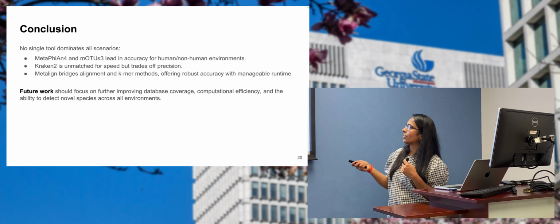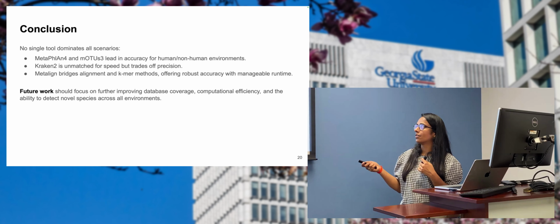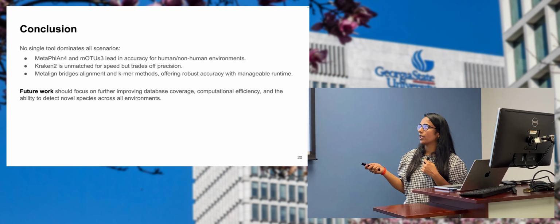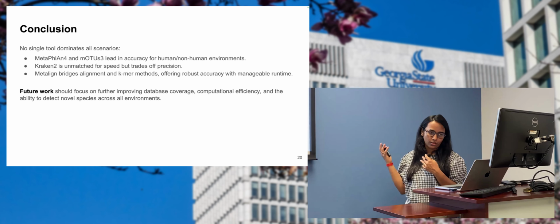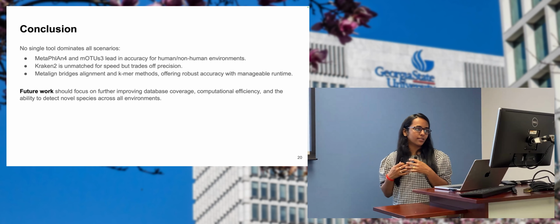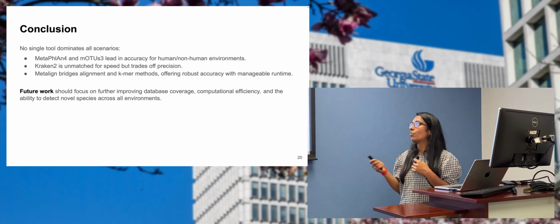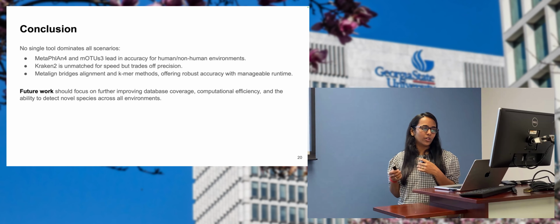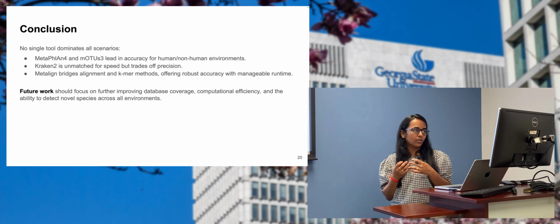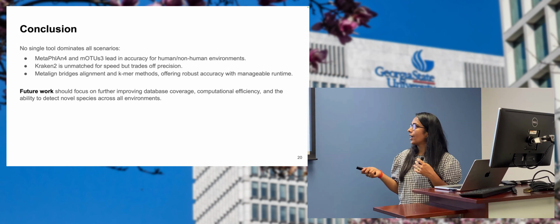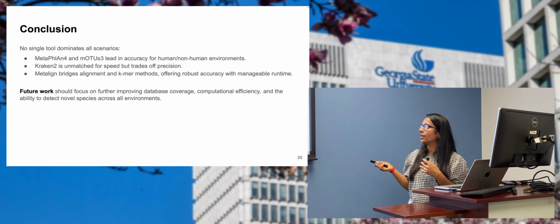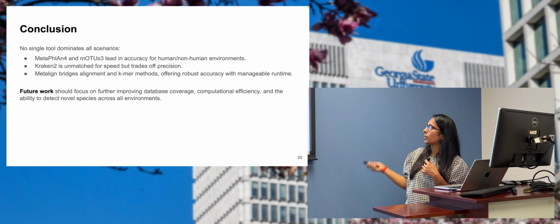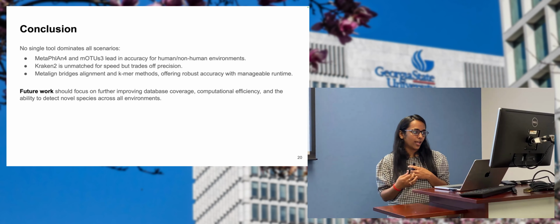And so, as I already said, no single tool dominates all scenarios. MetaPhlAn 3 and mOTUs lead in accuracy for human and non-human environments. Kraken is unmatched for speed, but against speed the accuracy will fall because it will show more false positive values. And MetaAlign bridges alignment and k-mer, and it gives robust accuracy with manageable runtime.